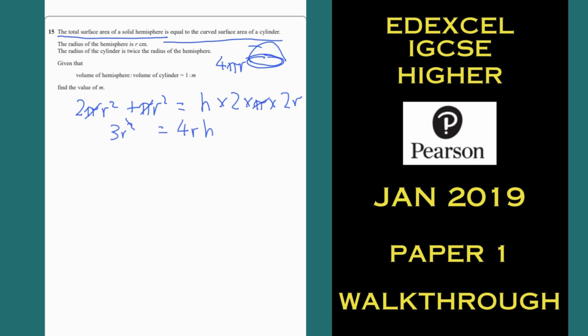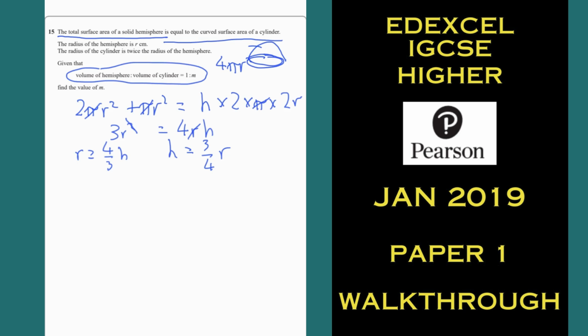Let's divide both sides by r. And we've now got a relationship between r and h. So you could either write, got choices here, r is 4/3 h. If you want to isolate r, feel free. But I went the route that the height is 3/4 of r. So now I move on to the second phase.